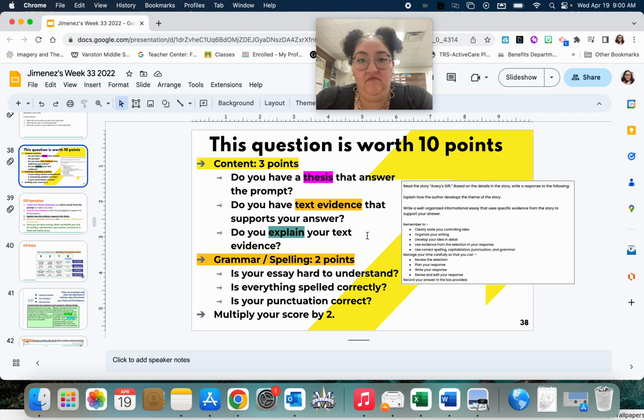Those 5 points come from content, such as: do you have a clear thesis, did you include evidence, and did you explain? Like, did you organize and develop the ideas that you are explaining in your essay? And did it answer the prompt? 2 of the points will also come from grammar and spelling. So is your essay easy to understand? Are things spelled correctly? Punctuation in the correct place? Things like that. So that's where all your points roughly come from.